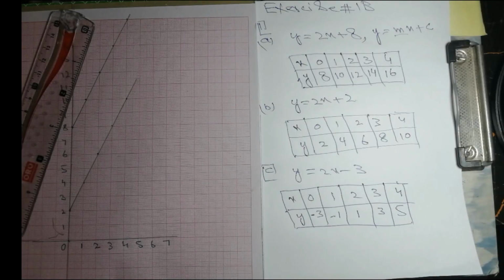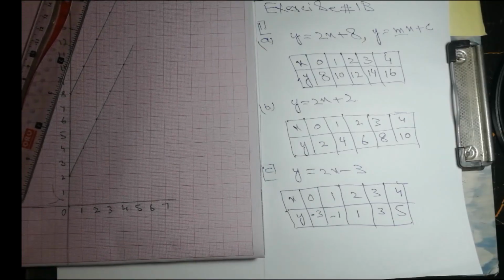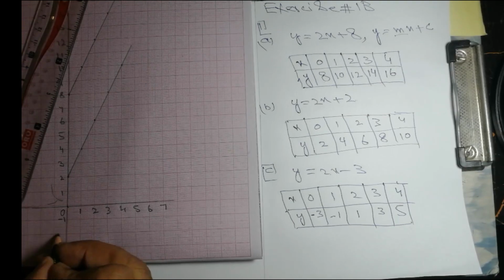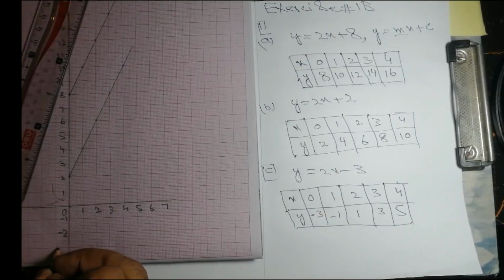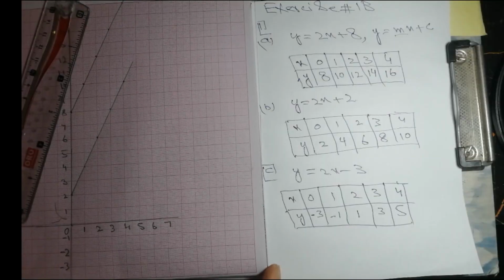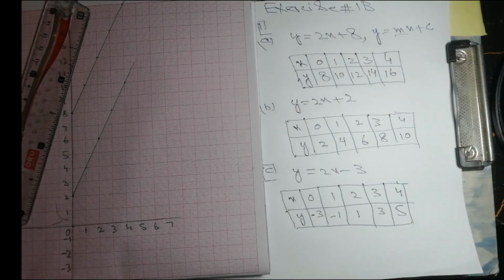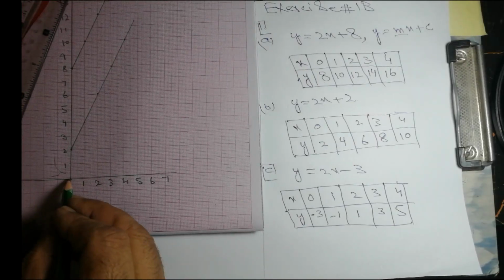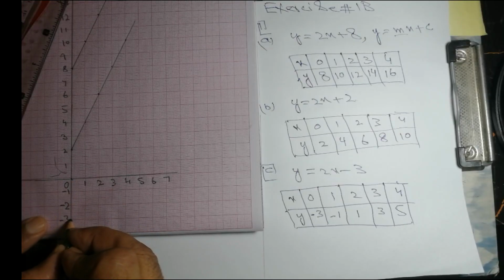So we need to draw these values here. Now for negative y, this is actually negative 1. So if I push a little, this will be negative 1, this will be negative 2, this will be negative 3, negative 4, like this. So 0 and minus 3: the first point is on the y-axis at 0, and minus 3 is this one. This is the first point.